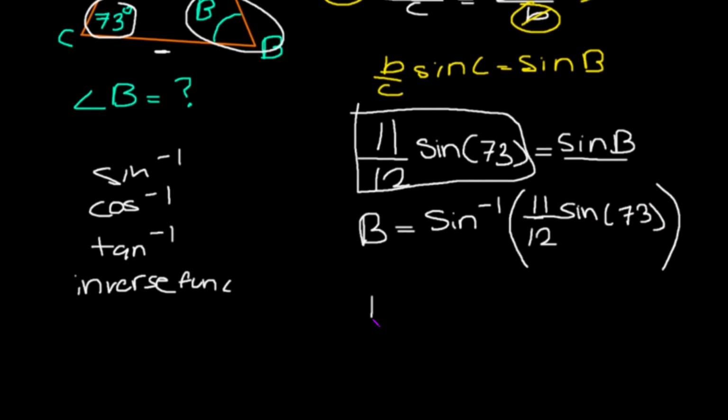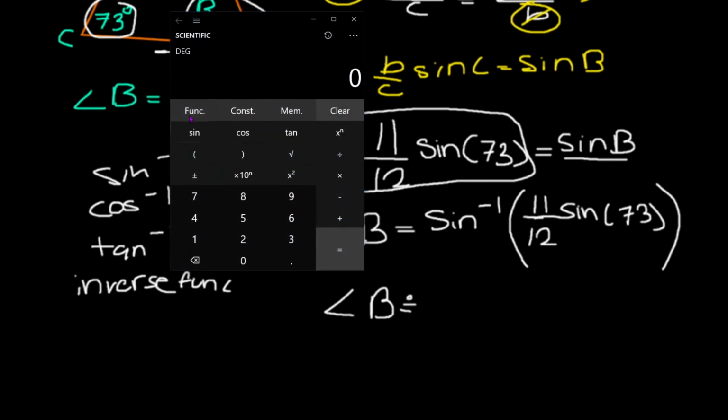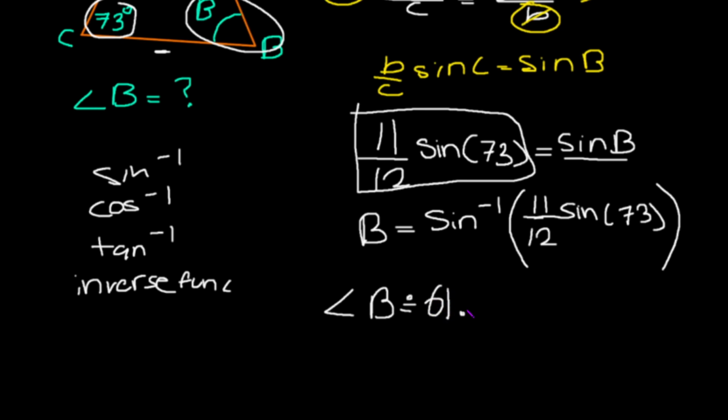So now in order to find the angle B, we could pull out our calculator right here, and let's put in everything that we just did. So, the inverse sine function, let's put a big bracket. 11 divided by 12 multiplied by the sine of 73. And that would give you 61.23, 61.24 if you round it. Put the dot on top of your equal sign just right here, just like that, to signify that it is an approximate answer.